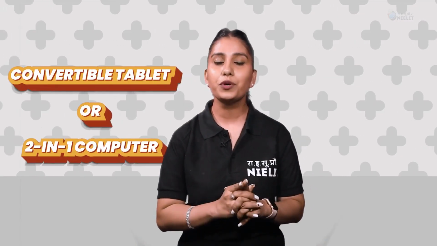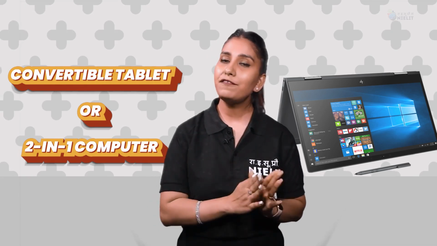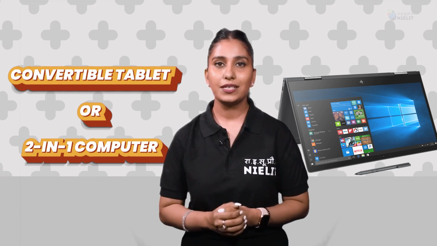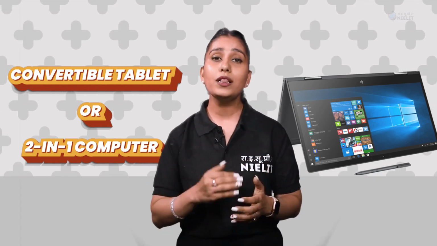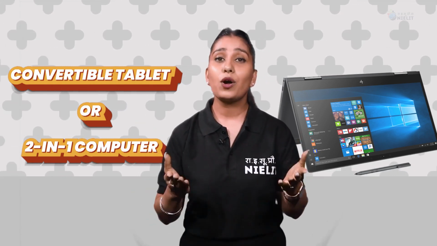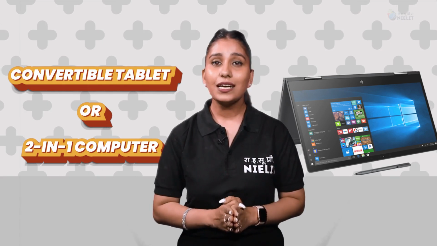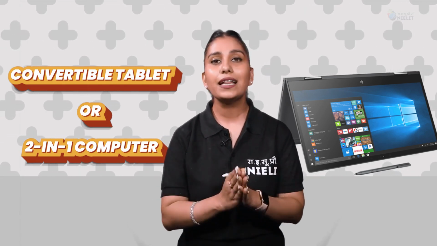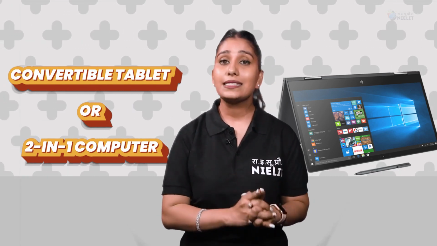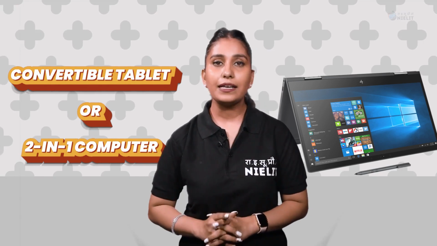Next up, we have a convertible tablet or a two-in-one computer. It can function either as a standalone touchscreen or a computer. The screen folds back all the way around, turning the machine into a rectangular slate. Because the keyboard is still attached, convertibles are heavier and thicker than the regular tablets without the keyboards. Examples of convertibles are Lenovo Yoga, HP X360, etc.